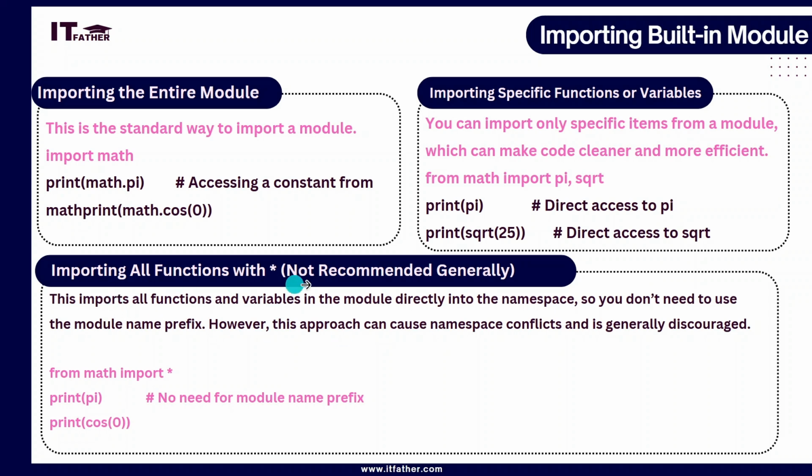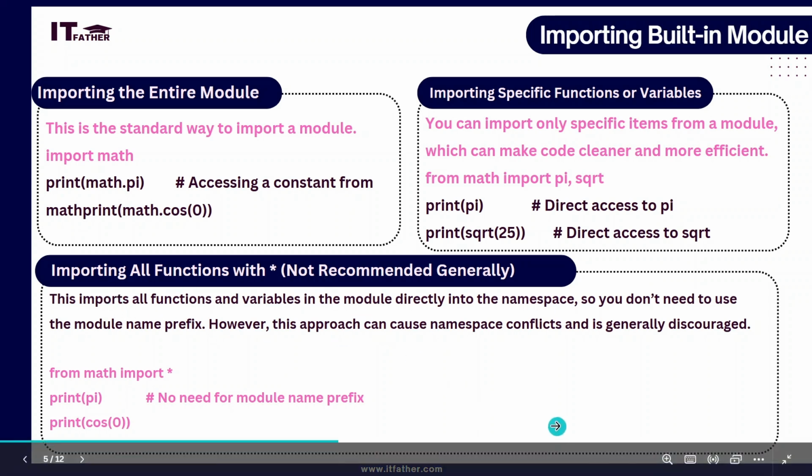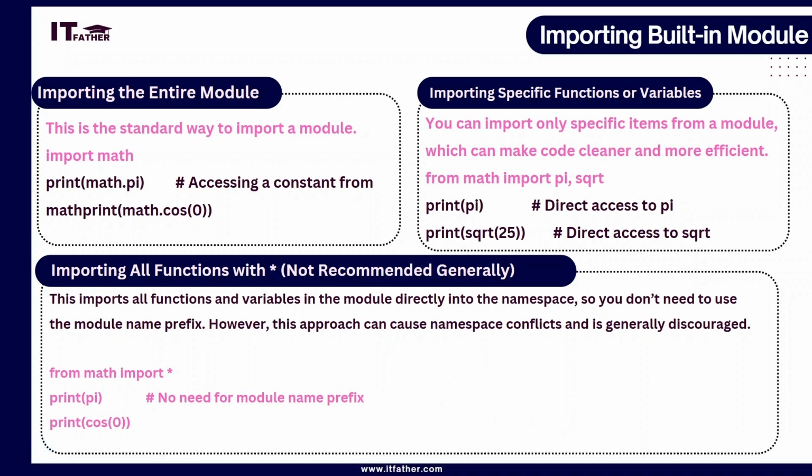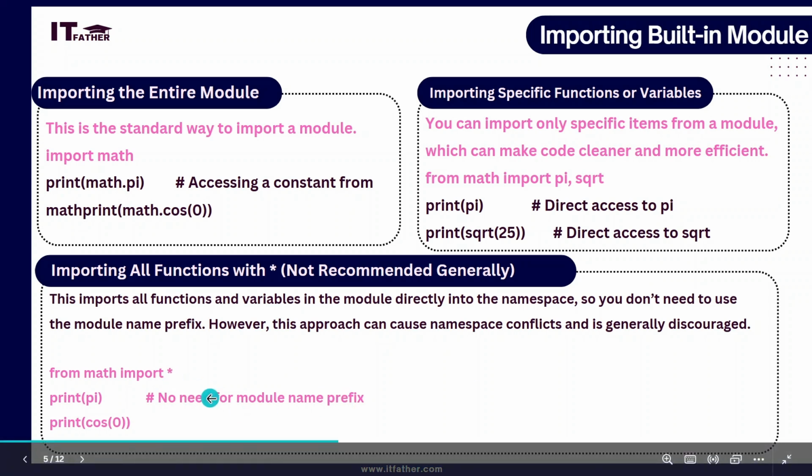Now importing all the functions with the asterisk symbol. If you want to call all the methods of the specified module, then we need to use the asterisk symbol. So from math import asterisk. Import asterisk means the entire module will be included in our program. Then we don't need to use the name of the module as a prefix.